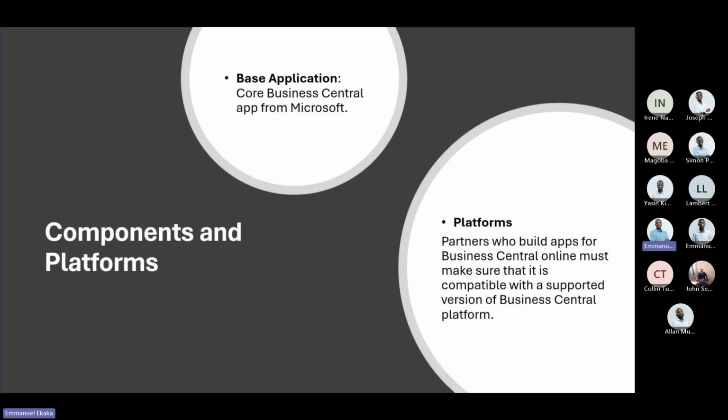Then the components of the platform. Okay, here I mean the components of Business Central for it to be functional. So we have the base application, which is provided by Microsoft itself. And in there we have two extensions, which are the System application and then the Base application. Then their platform application. These are applications which are created by partners like HRP.